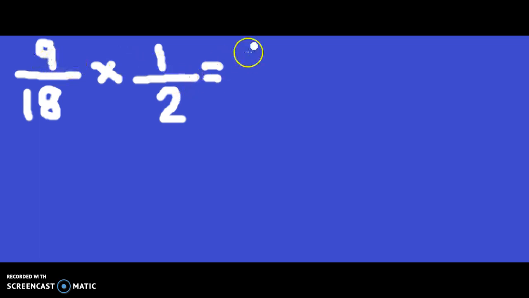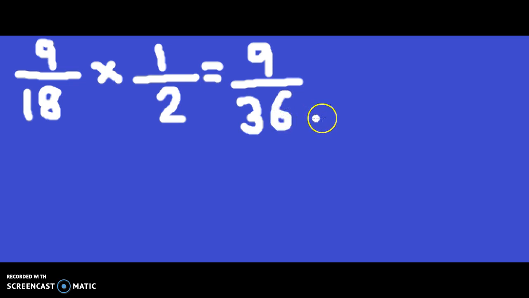So 9 times 1 is 9. So you times the numerator. And 18 times 2 is 36. This can be a bit hard for some people, 18 times 2, but it's just basic. Double 18 is 36. Okay, so you have 9/36.